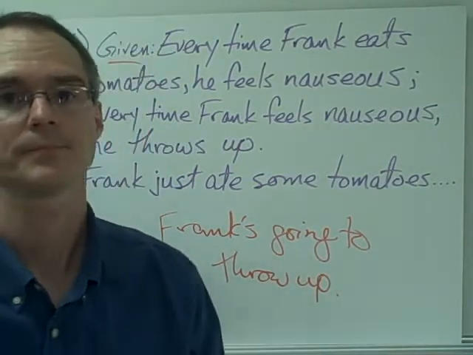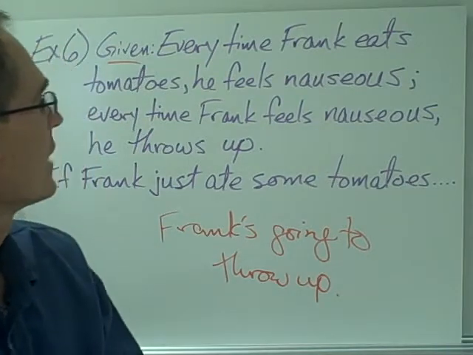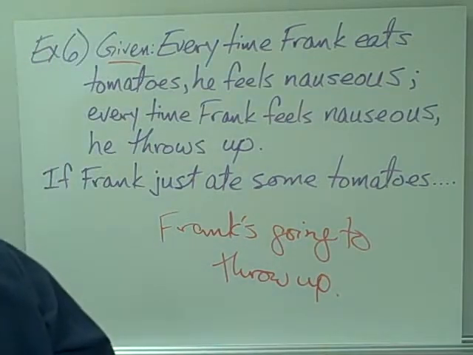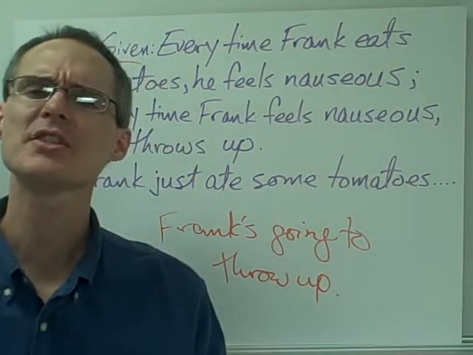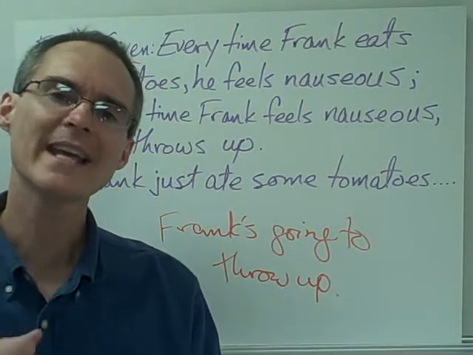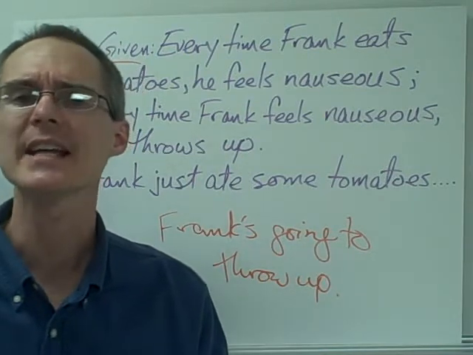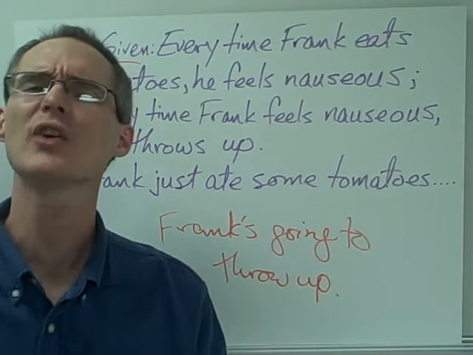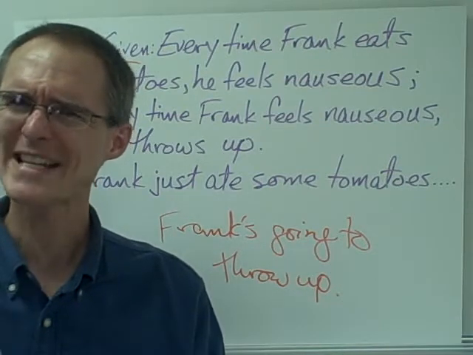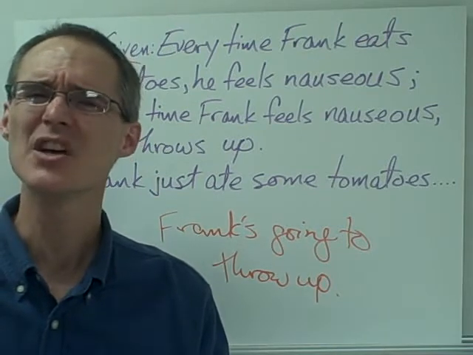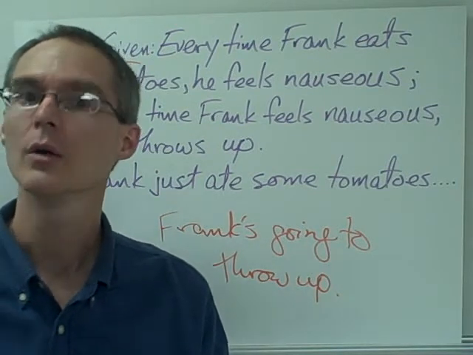Now, we have a couple more examples in your notes, examples number 7 and 8. Examples 7 and 8 in your notes are pointing out faulty reasoning. I want you to take a look at examples 7 and 8 and see if you can figure out what it is about that reasoning that is faulty. What's wrong with that reasoning?